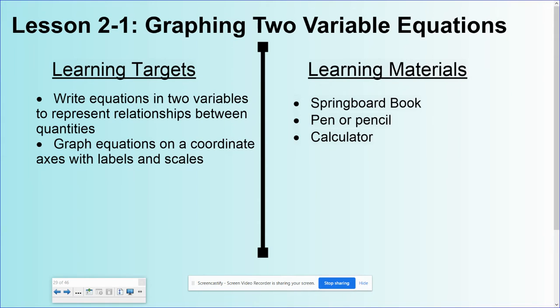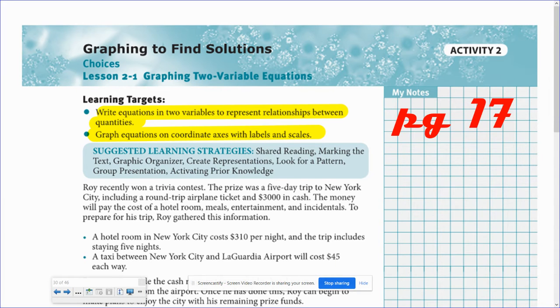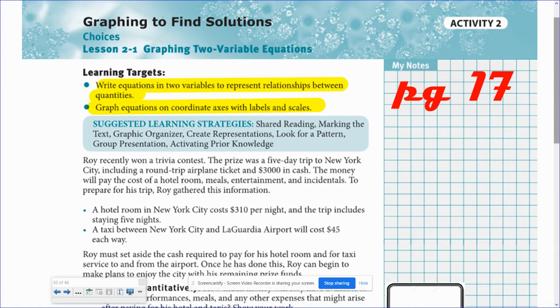All right, guys, today we're going to be doing lesson 2-1, where we're going to be graphing two variable equations. So make sure you have your Springboard book handy, something to write with, and a calculator, because we are going to be doing some calculations here. So we are on page 17, and our targets today are writing equations in two variables to represent relationships between quantities. And then the big thing today is we're graphing those on a coordinate axis with labels and scales.